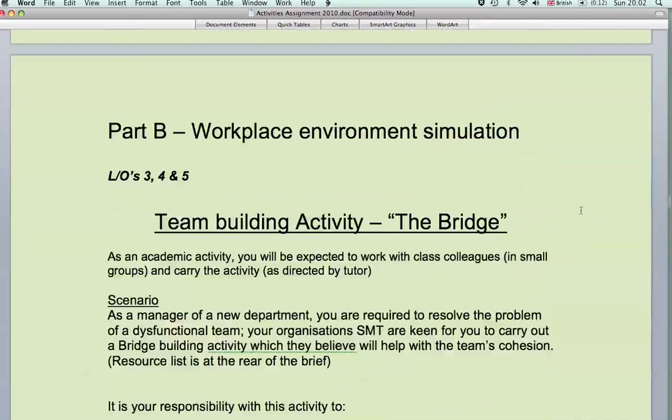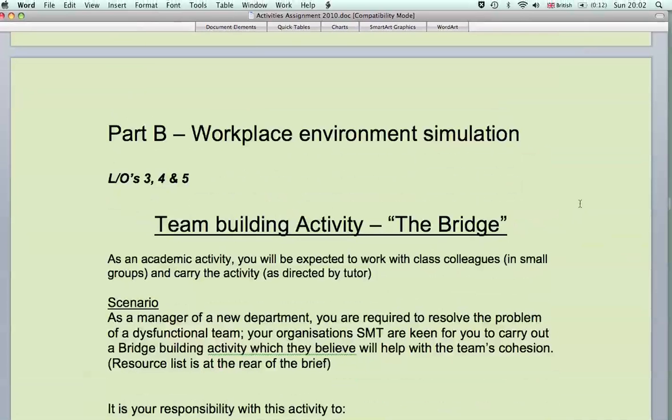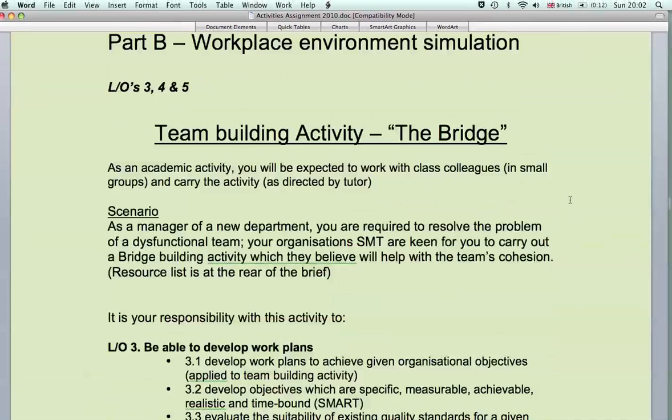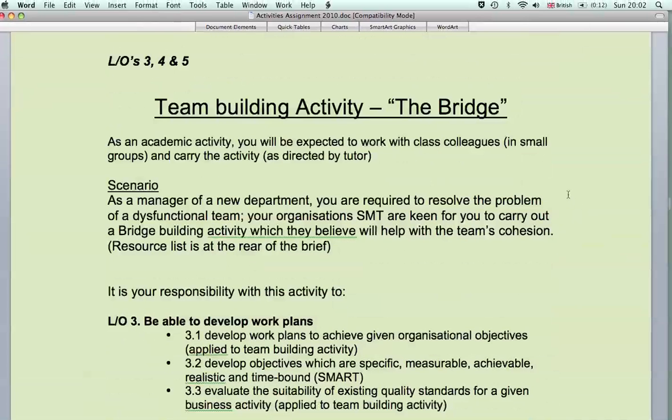So part B, workplace environment simulation. Learning outcomes 3, 4 and 5. The bridge, this is your team building activity. You have to work with class colleagues. I'll be putting people into groups and you'll be carrying out this bridge build activity as directed.